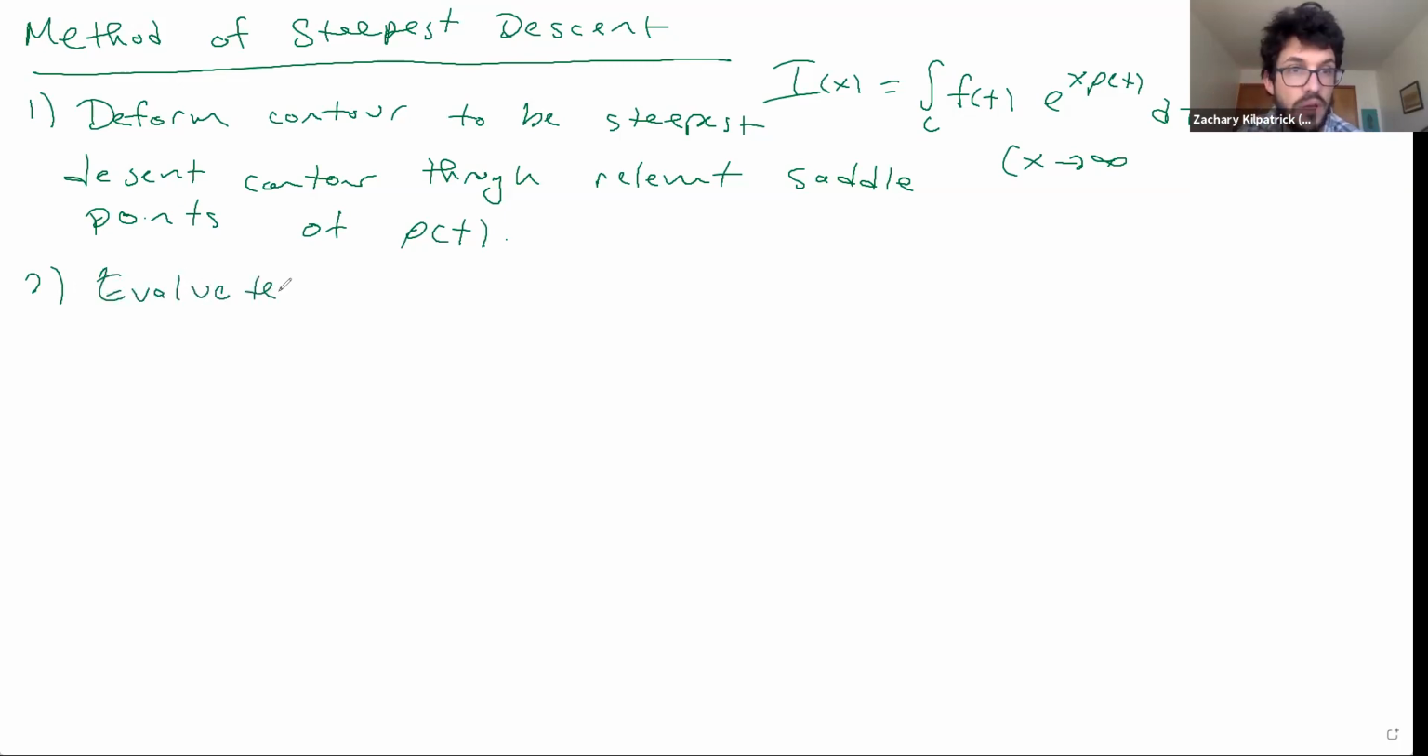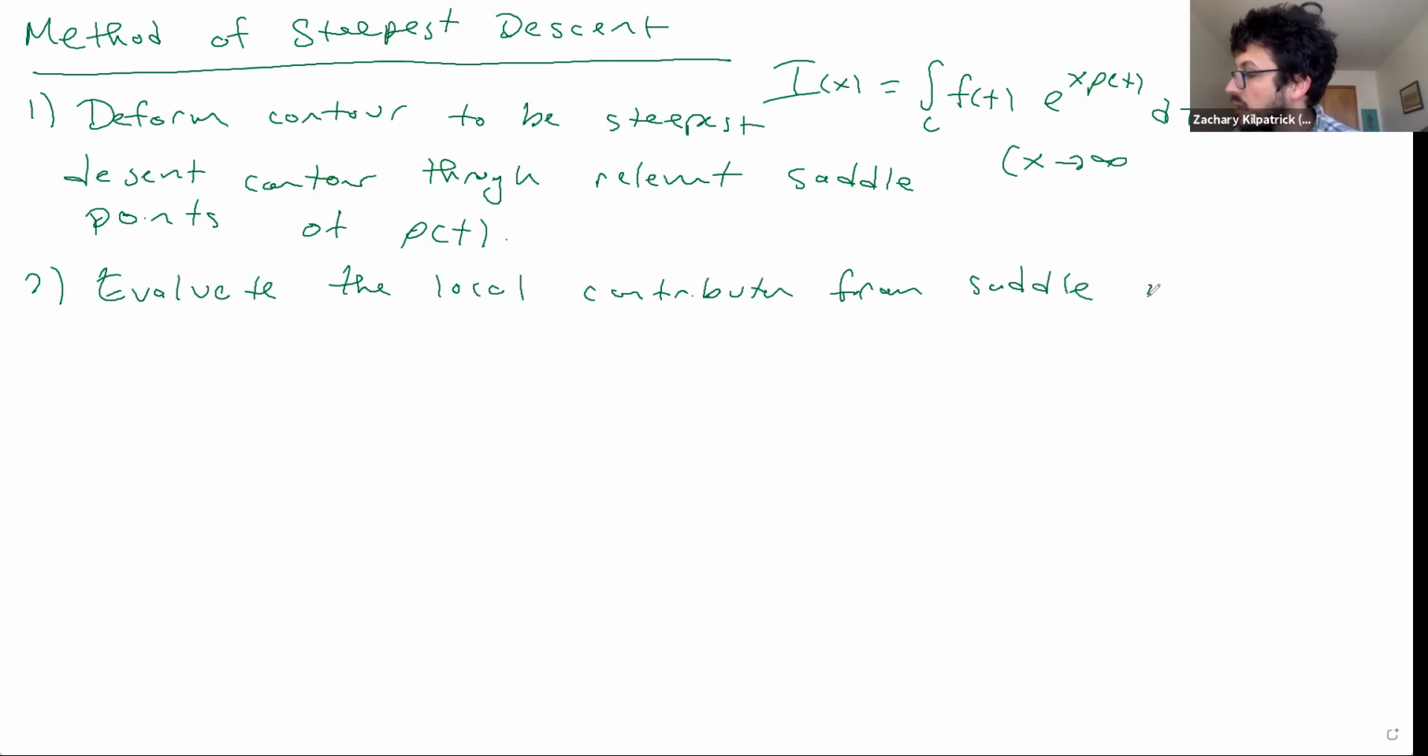But if you do, you want to evaluate the local contribution from the saddle as in Laplace's method. So the idea is that you draw a contour through some point so that your real part is going to allow you to get an integral over a Gaussian, and then that will be your leading order approximation.